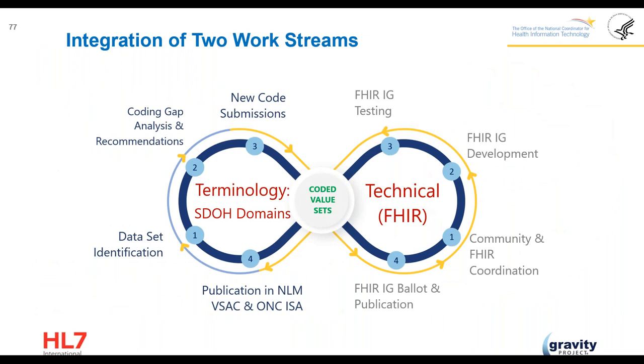We have two main work streams, one focused on terminologies, developing and filling the gaps in terminologies related to specific social determinants of health domains, whether it's food insecurity or housing or transportation. That is the focus of that one stream: to develop standards that have been evidence-based so that we can have uniformity in the way we represent social determinants of health information. The other is a technology stream, which I lead, and it is focused on developing a FHIR-based implementation guide to be able to exchange social determinants of health information.